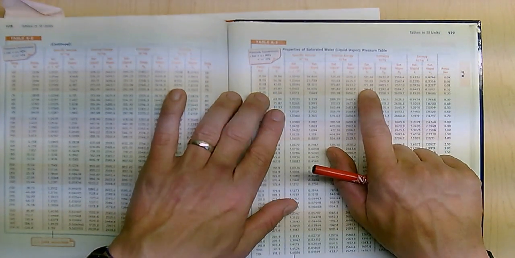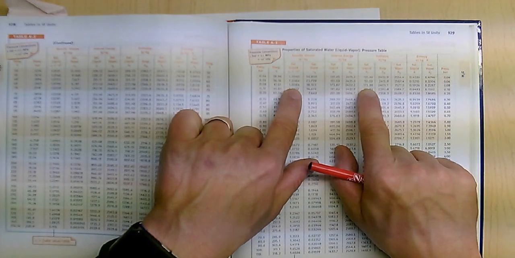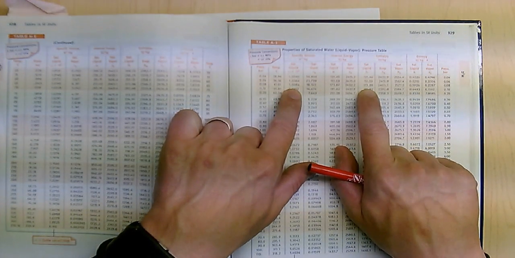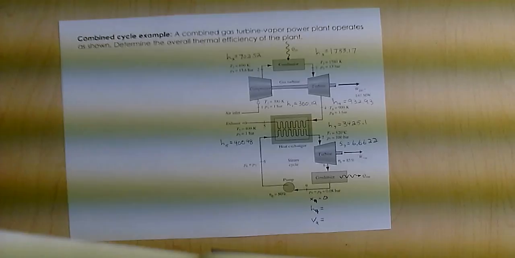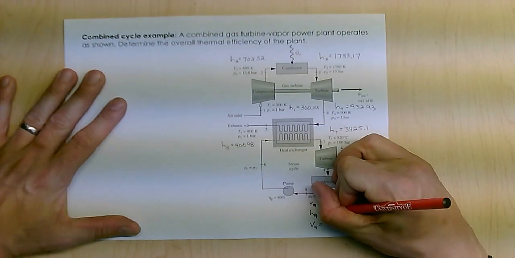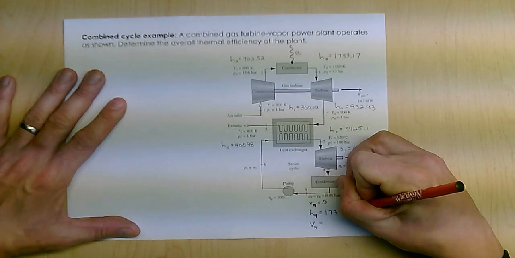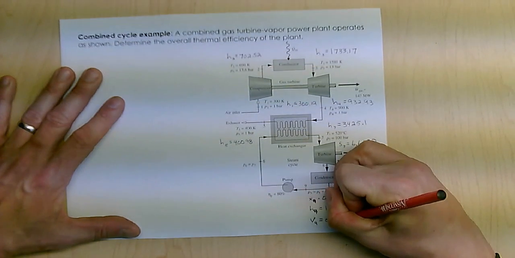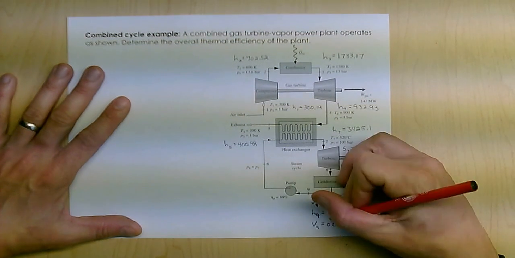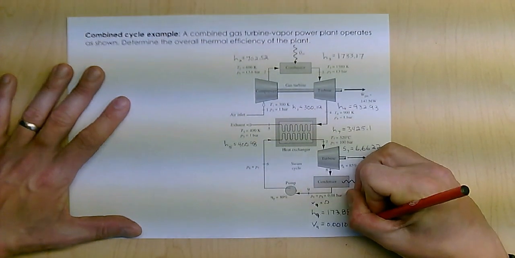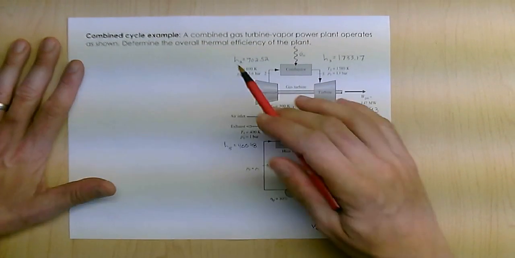And then I also need my specific volume because I'm going to do the pump, which again is V delta P, which is 0.00100, something really small. Go ahead and jot those down. So H is going to be 173.88, and then my volume is 0.0010084.